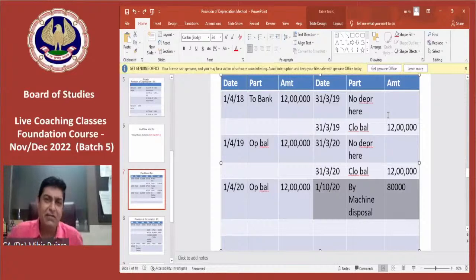Kushdeep, it is a WDV method. In WDV method, how you will calculate depreciation? Purchase minus depreciation. So whatever the closing balance, you will calculate depreciation on the closing balance. And after first depreciation, the closing balance is 10,80,000. I have written everything in my last PPT. Okay, it will be on screen once again.